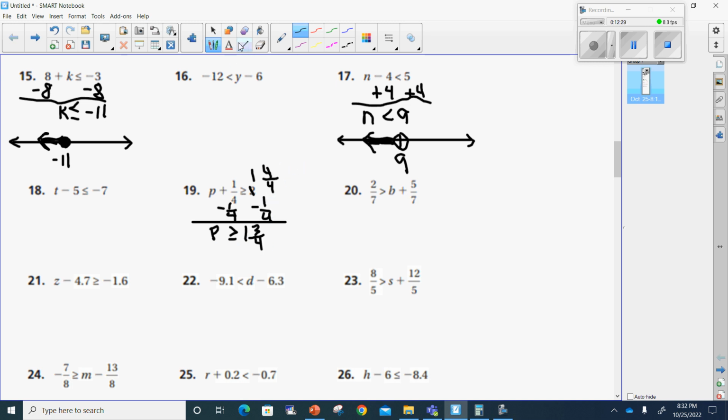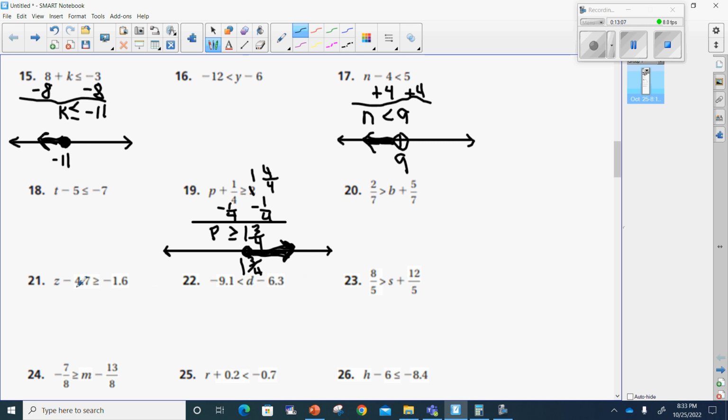All right, so now I've got to make my graph again. I'll show this as 1 and 3/4. And since p is greater than or equal to it, this will make a solid dot. And I was shading all the numbers that are bigger. Oh, that came out really ugly, but still effective.